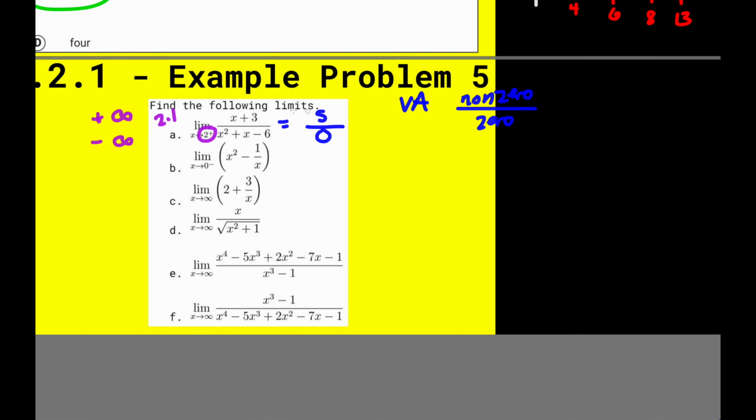If I plug in 2.1 into this, you're going to get 5.1 on top, which is positive. If you plug in 2.1 on the bottom, you're going to get a value slightly bigger than 0, which means that it's positive. So it's positive over positive. That means it has to be not negative infinity, but positive infinity for a. So a should be positive infinity.